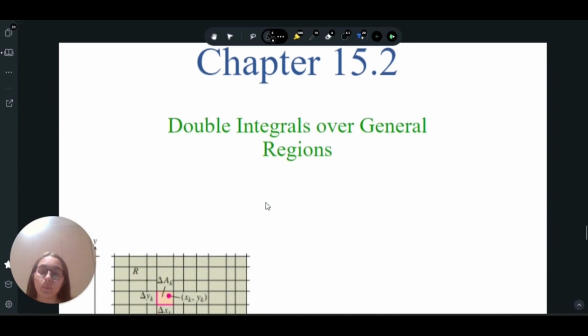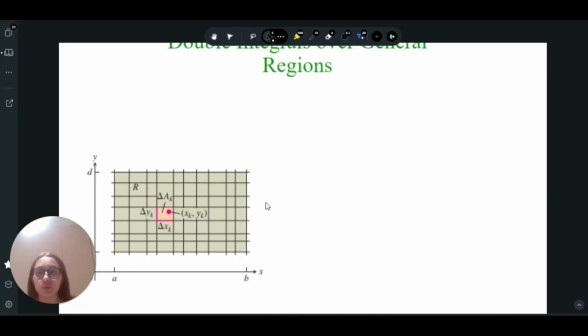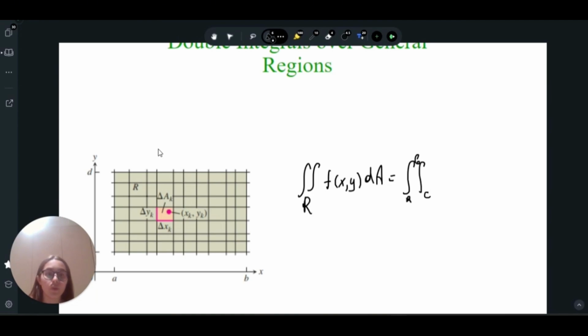Before starting with the general regions, I want to briefly recap the double integrals over rectangular regions. As you can see, we have a rectangle R, where R equals [a,b] multiplied by [c,d], and the double integral is defined by this formula, which you will use throughout this chapter to find the double integral of f(x,y) over R. And if we open this integral, we will get this formula.